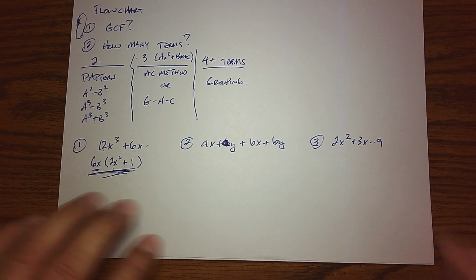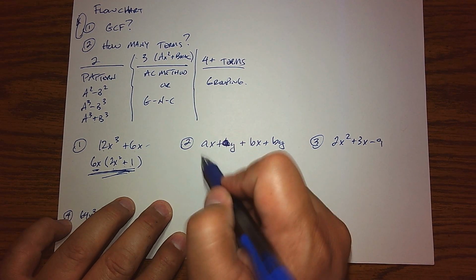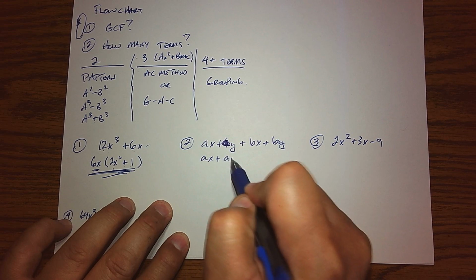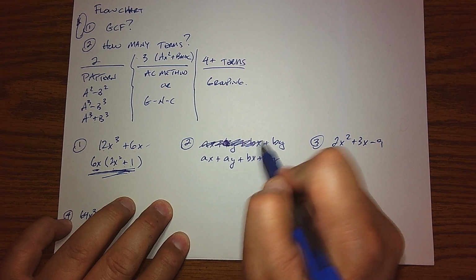In the next one, I apologize as I was writing this up. That's an A right there. All right, so maybe I'll just write it a little nicer. Okay, got ahead of myself. So there's that next one.